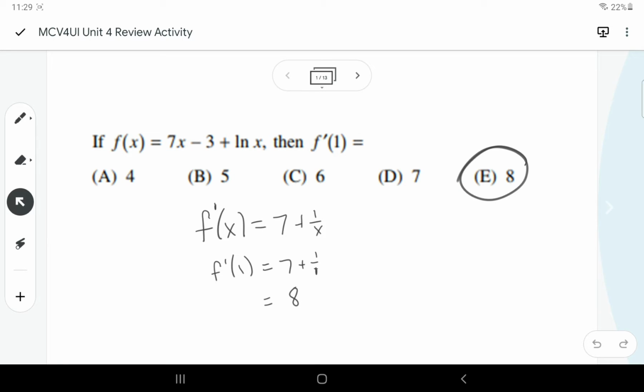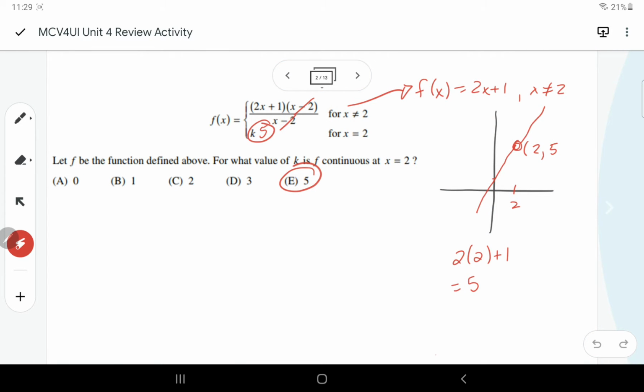I thought I'd make a quick video to go through the solutions for that review Jamboard from the Unit 4 chapter review. The first one, multiple choice, asked for f prime at 1. The derivative of 7x is 7, the derivative of negative 3 is 0, so I didn't even write it, and the derivative of ln x is 1 over x. Then subbing in x equals 1, we get a value of 8, so that answer is E.